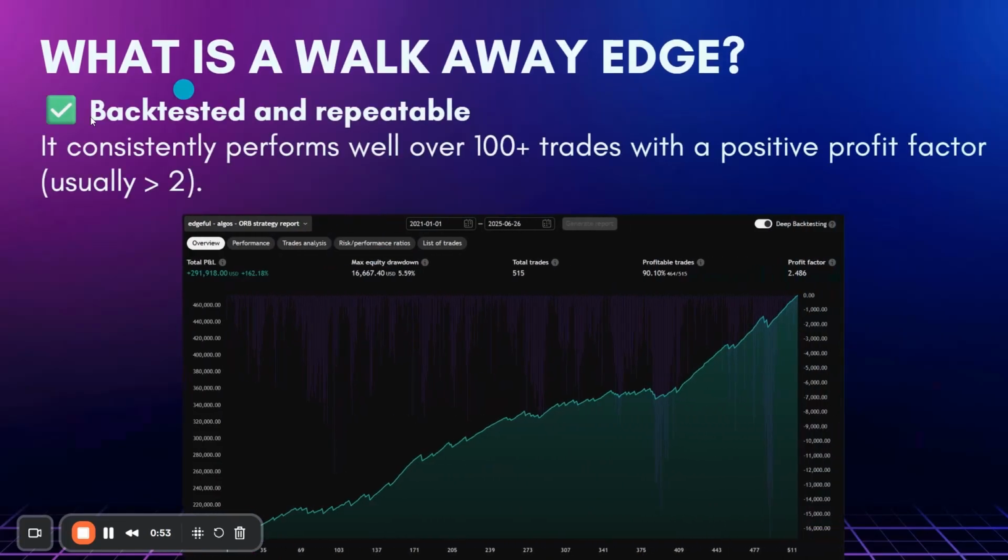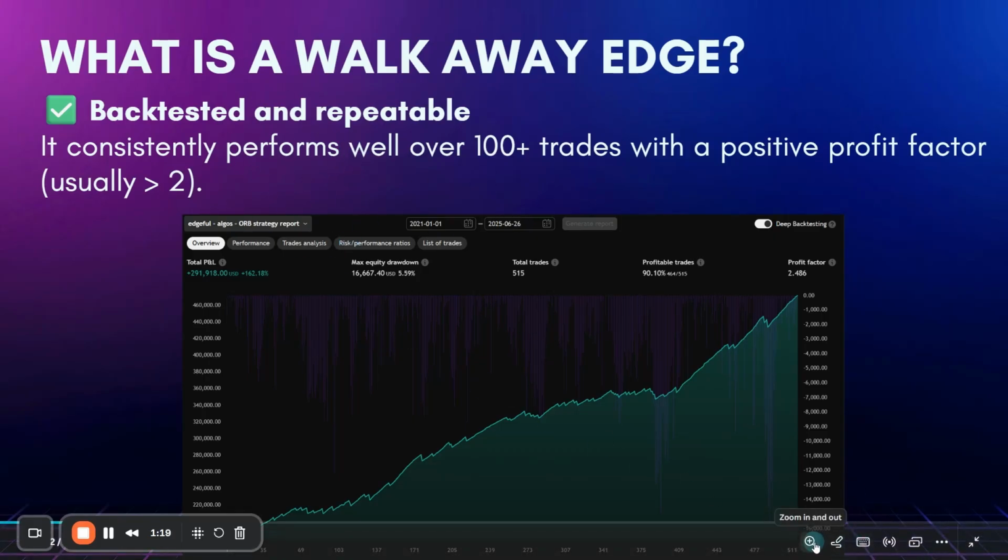So what is a walkaway edge? In my opinion, it's something that's fully backtested and repeatable with at least 100 plus trades per each day. Not 100 trades in the day, but let's say you trade Mondays. When you backtest on Monday, do you have at least 100 different Mondays in that trade and a positive profit factor of over 2? This is to your discretion, but for me, it's what I've found looks the best and gives me the most confidence to walk away.